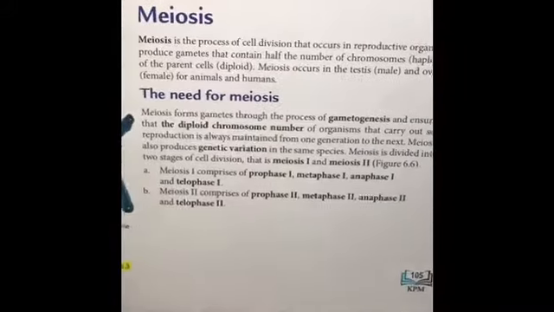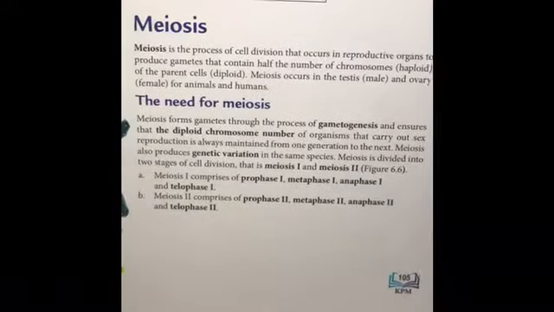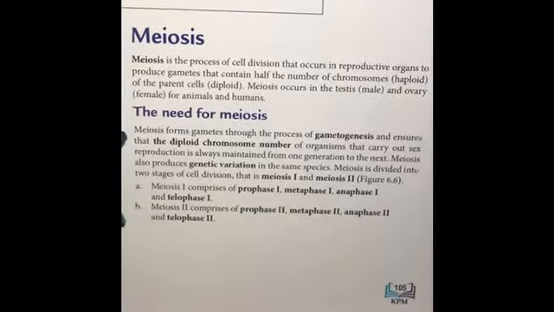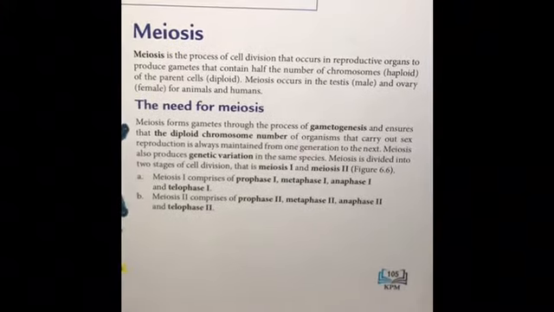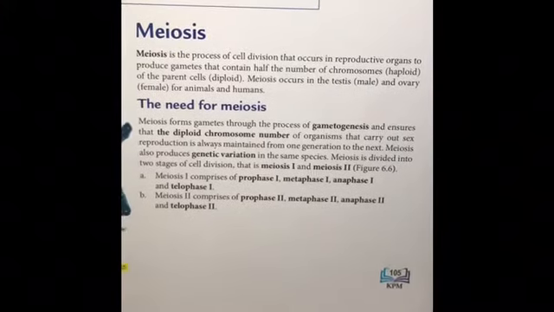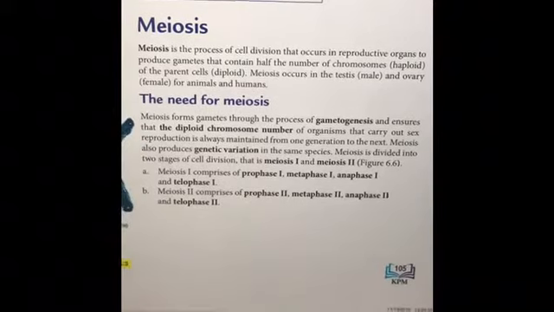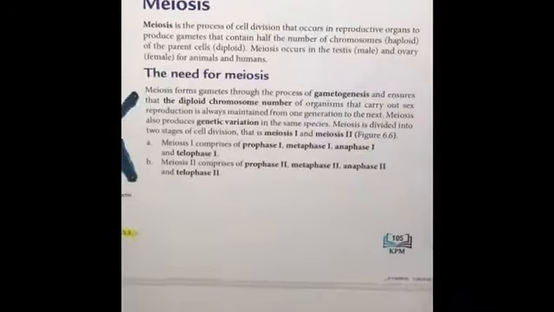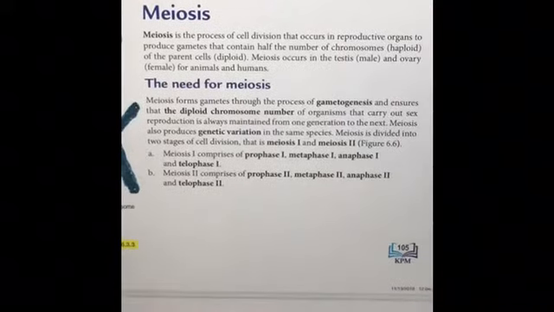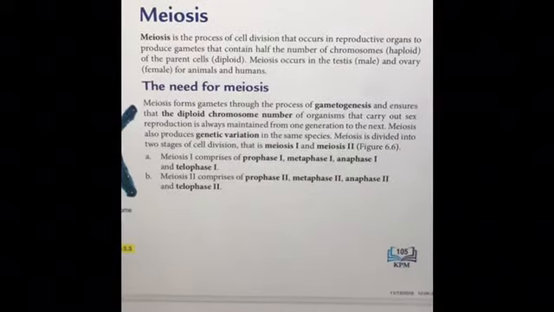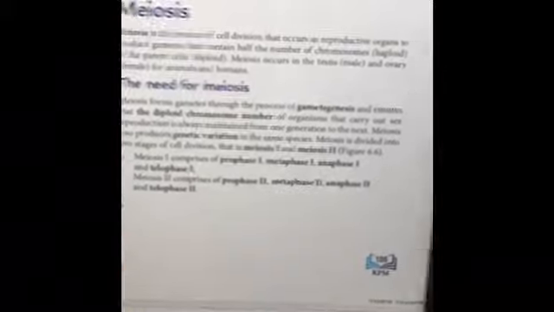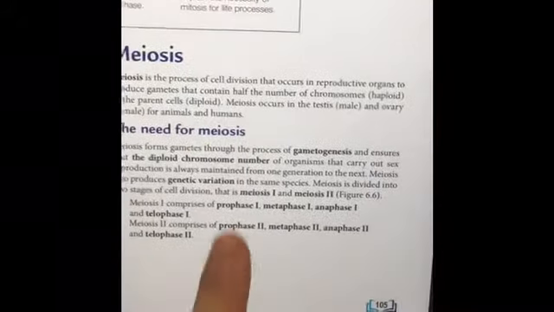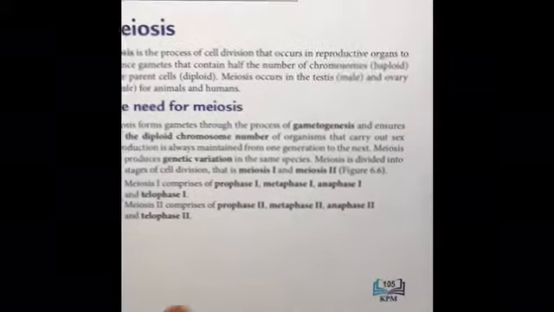Meiosis forms gametes through the process of gametogenesis and ensures that the diploid chromosome number of organisms that carry out sexual reproduction is always maintained from one generation to the next. Meiosis also produces genetic variation in the same species. Okay, it is divided into two stages of cell division, that is meiosis 1 and meiosis 2.